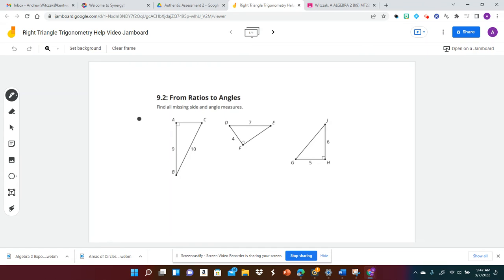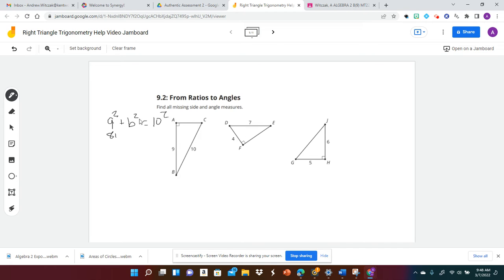All right, so what we're going to do is find all the missing sides and angle measures. As we're looking at this triangle ABC, we need to find side AC. Now, side AC is one of the legs of the triangle. So I'm going to use the Pythagorean theorem, and I'm going to say 9 squared plus, we'll say b squared, is equal to the hypotenuse squared, so 10 squared.